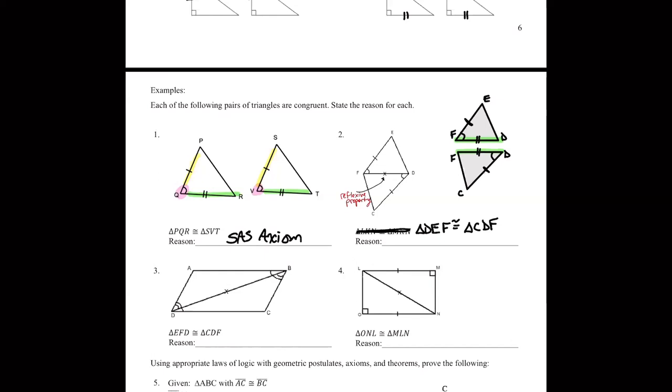Right? And that would be by the SSS axiom. All right, so in a lot of ways, it's really just a matter of pulling the two triangles apart from wherever they're connected and going from there and seeing what the relationship is. All right, so I'll do the same thing with the next one.